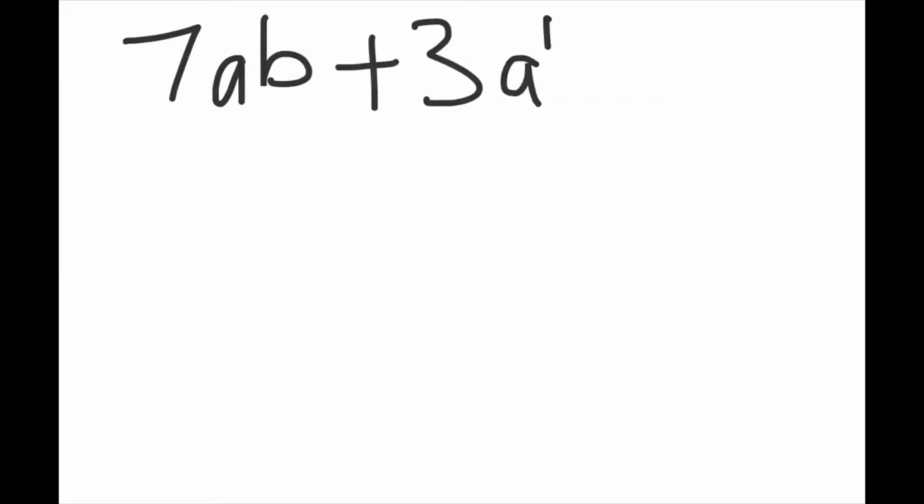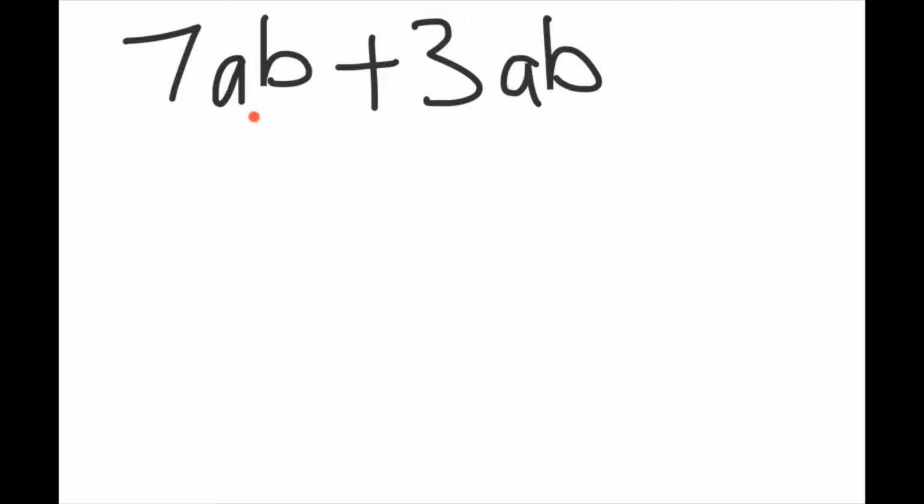Next up, going to mix it up a bit. 7ab plus 3ab. In the previous example, we had two different variables. In this case, it's only one variable. Why? Because there's an invisible multiplication sign.